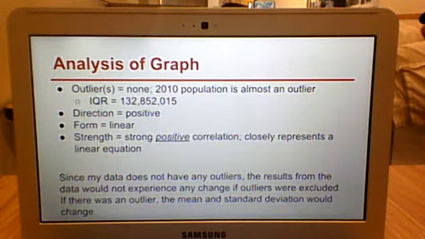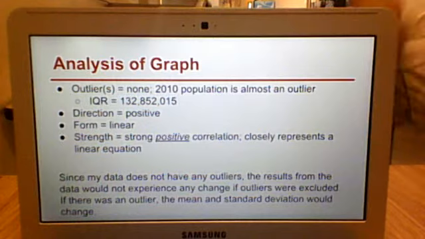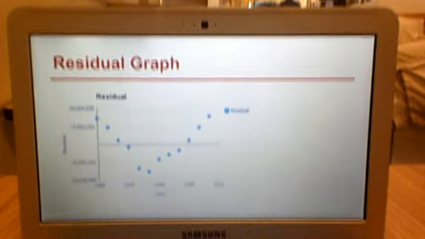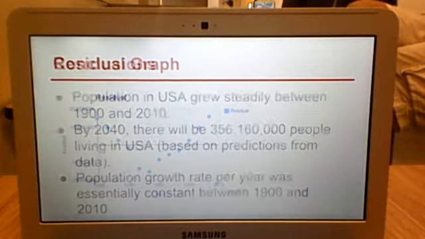Since my data does not have any outliers, the results from the data would not experience any change if outliers were excluded. If there were an outlier, the mean and standard deviation would change. So here's my residual graph over time.